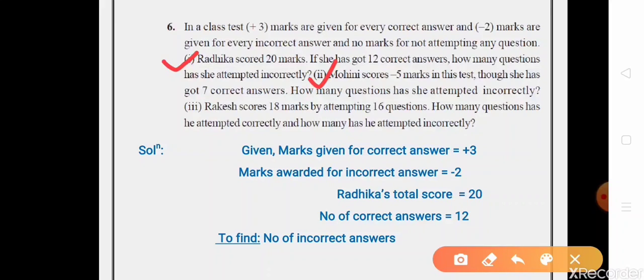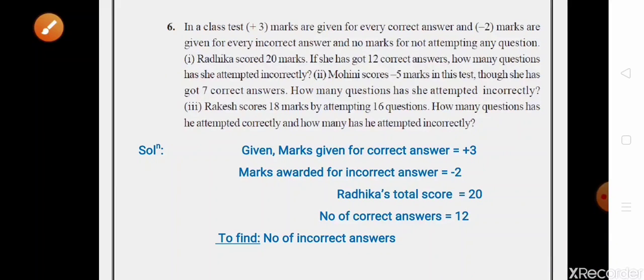Then the last part of the question. Rakesh scores 18 marks by attempting 16 questions. How many questions has he attempted correctly and how many has he attempted incorrectly? So you see, the total score of Rakesh is 18, and all total he has attempted how many questions? 16 questions. So you have to find out how many were correct answers and how many were incorrect. I'm leaving these two parts of the question to you as well, and I'm pretty sure you will be able to do this. If not, please feel free to take my help.